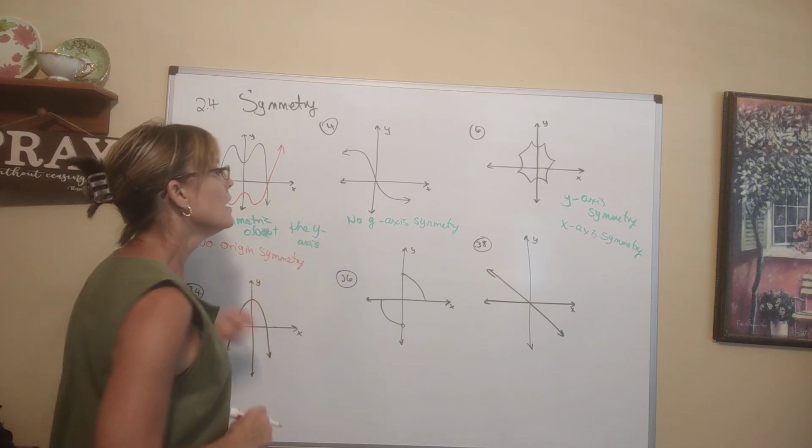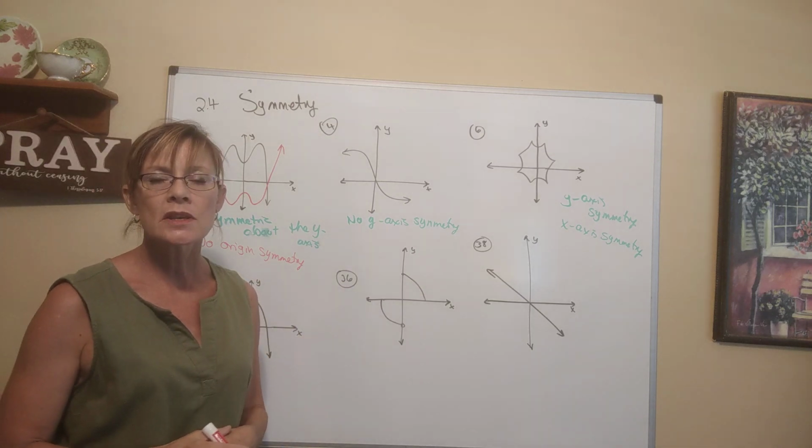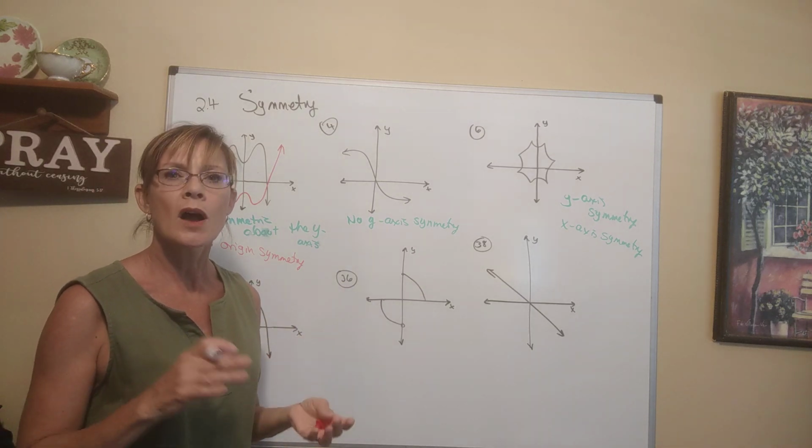All right, let's go again. Let's look at this guy. The test for origin symmetry is to reflect it about the x and then the y, or vice versa.